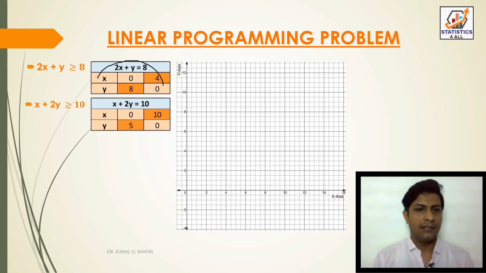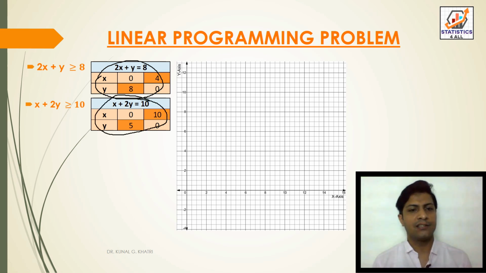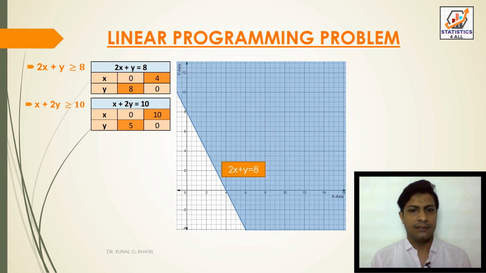Similarly, we can see that for x plus 2y equal to 10, by putting x equal to 0, we get y equal to 5, and by putting y equal to 0, we get x equal to 10. So now we will draw a graph, which indicates this blue shaded region, the blue line, that is 2x plus y equal to 8.